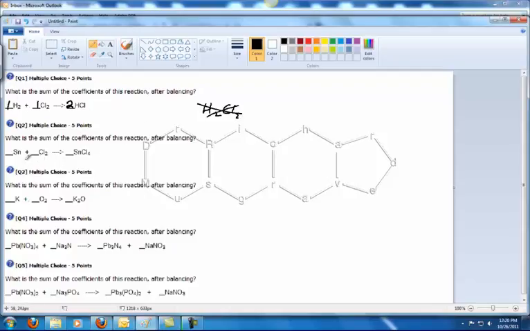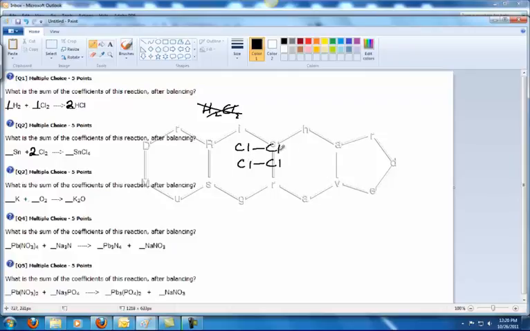Okay, looking at the next one, we've got 1 Sn and 1 Sn. We've got 1 Cl2, and over here we've got 4 Cls. So what I'm going to have to do to balance that out is to put a 2 in front of the Cl2, and that's going to give me 4 Cls. Now, if you're not sure if you believe me, 2 Cl2s will look like this. This is 1 Cl2, and that's 2 Cl2.